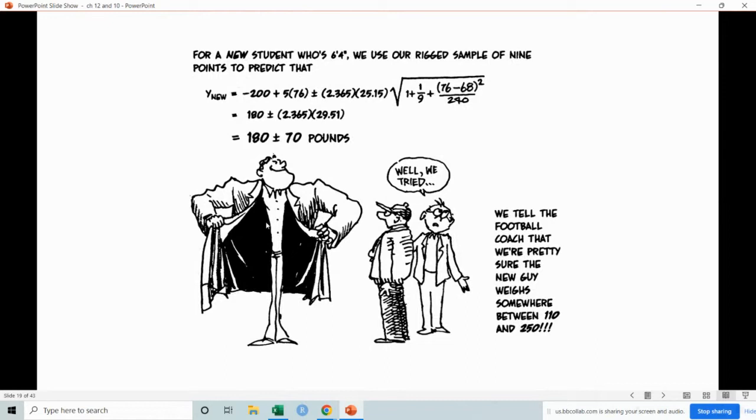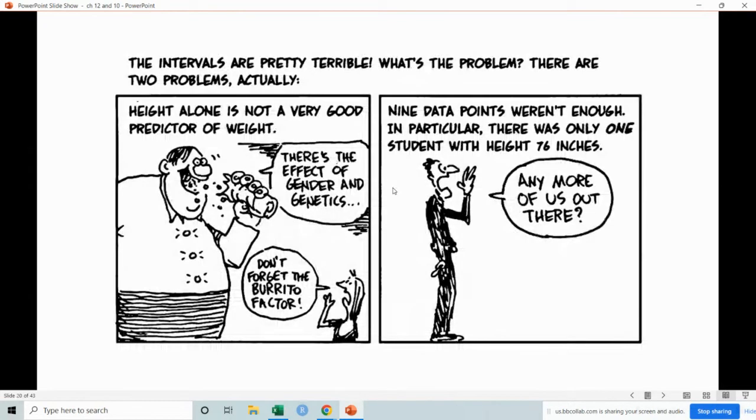So for our new student, who is 6'4", we use our rigged sample of 9 points to predict that. But then, you can see how poorly this does: 180 plus or minus 70 pounds. There's a pretty big difference between somebody who's 110 pounds and 180 pounds, or 180 pounds and 250 pounds. So it's a pretty wide confidence interval. The intervals are pretty terrible.